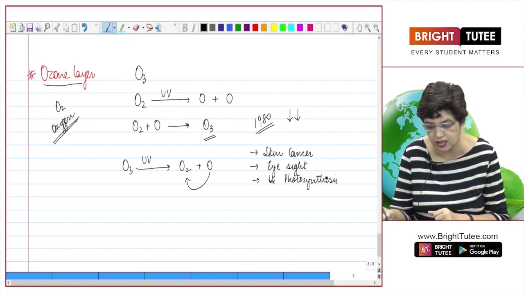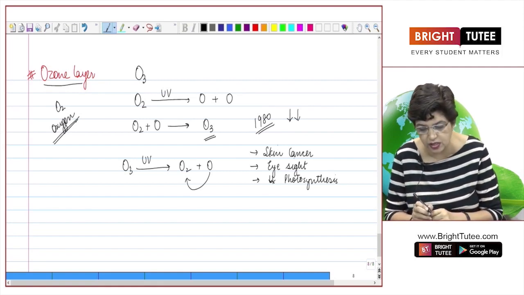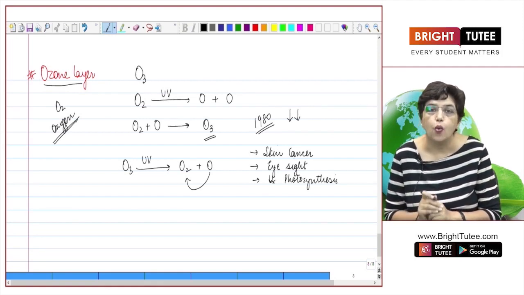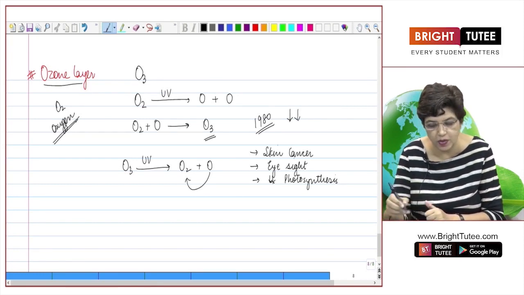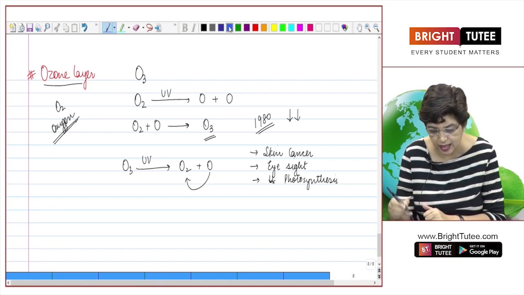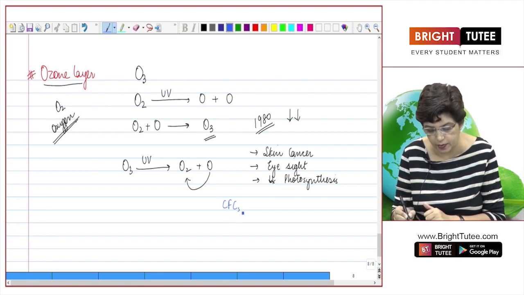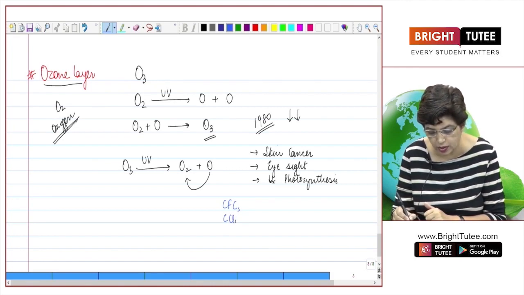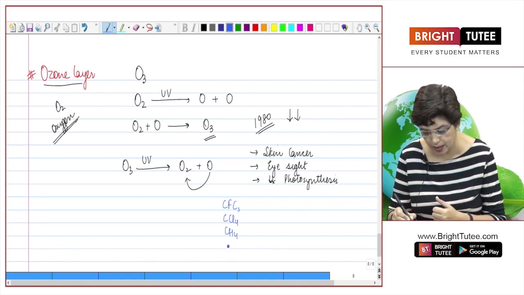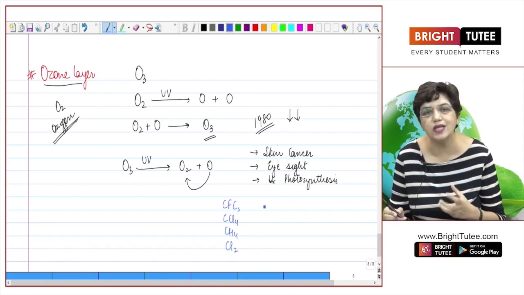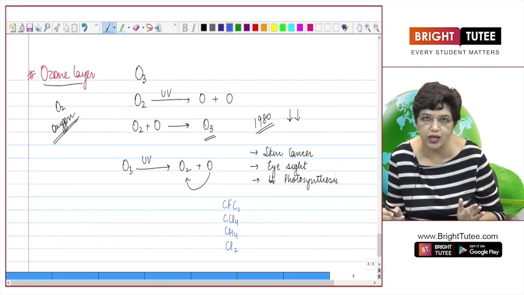The rate of photosynthesis can decrease drastically. There are many such harmful side effects of UV rays. So it was extensively studied why this ozone layer is depleting. And it was found that it was because of certain harmful chemicals like CFCs, that is chlorofluorocarbons, or carbon tetrachloride and methane. There are many such harmful chemicals like chlorine gas. All these chemicals react with ozone and destroy it.